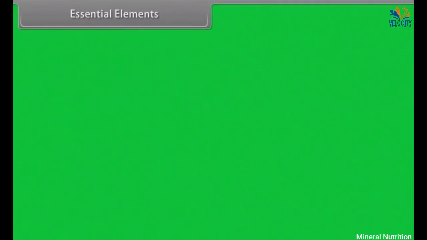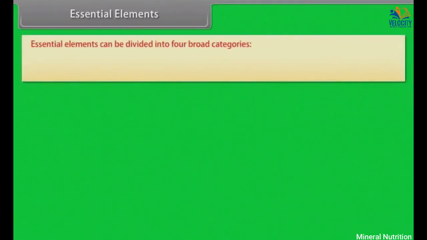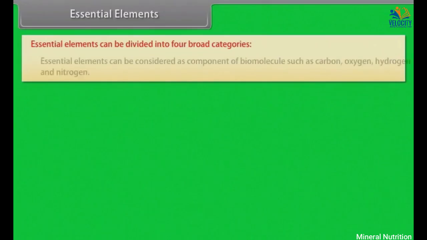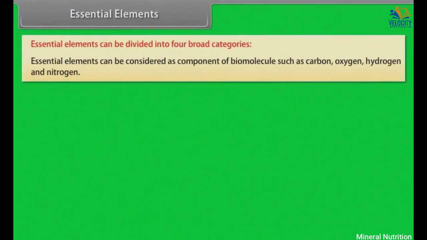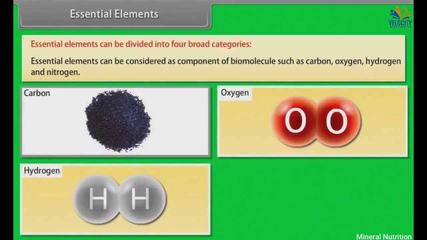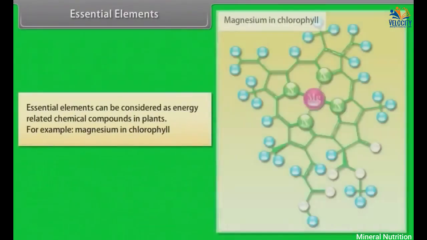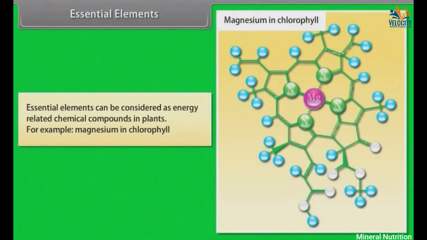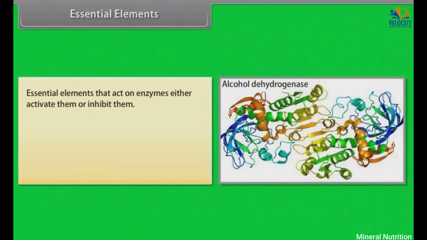Essential elements. Essential elements can be divided into four broad categories. Some can be considered components of biomolecules, such as carbon, oxygen, hydrogen, and nitrogen. Some can be considered as energy-related chemical compounds in plants, for example, magnesium in chlorophyll. Some essential elements act on enzymes, either activating or inhibiting them. For example, Zn2+ is an activator of alcohol dehydrogenase.